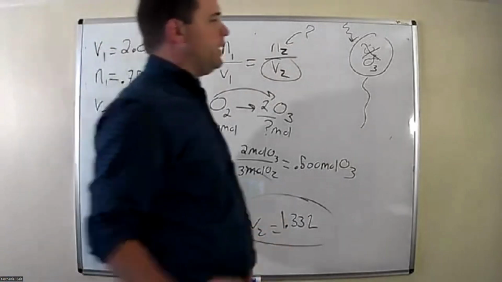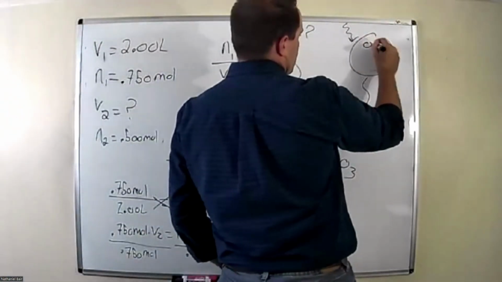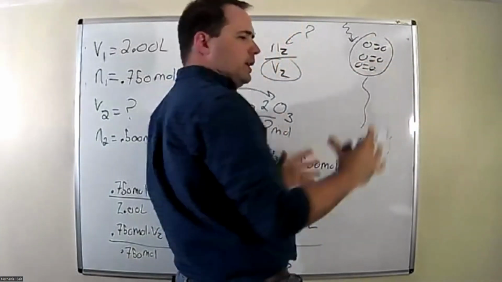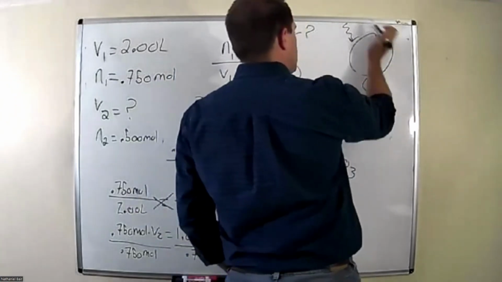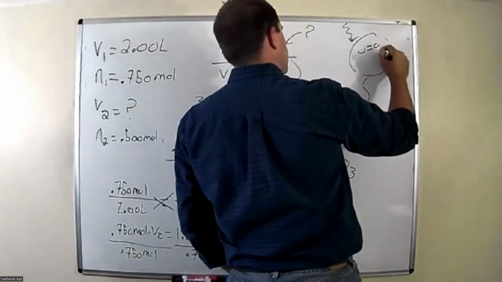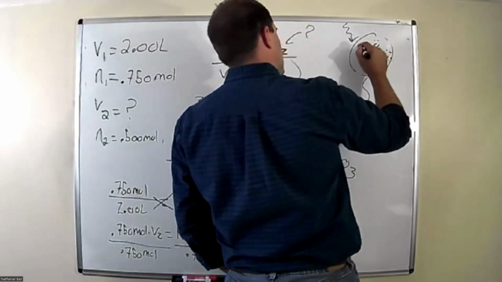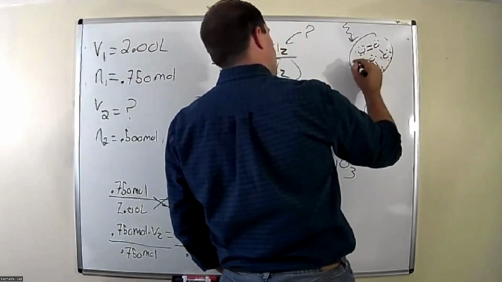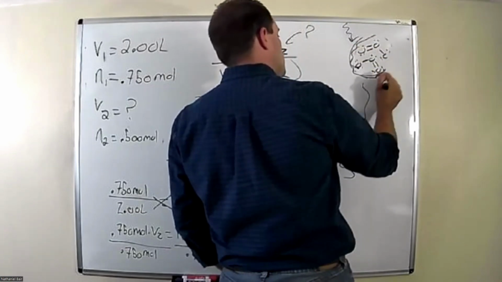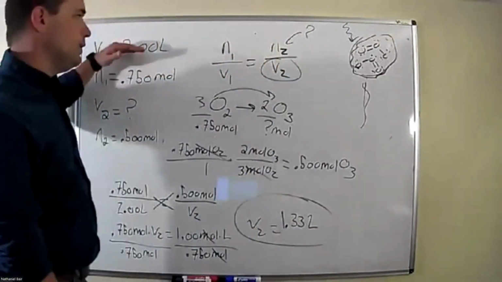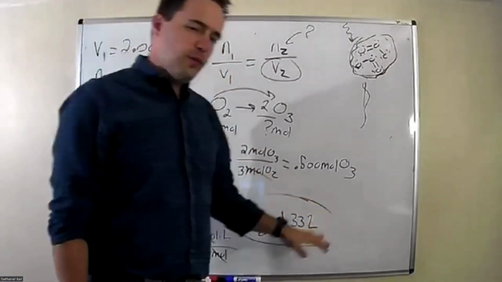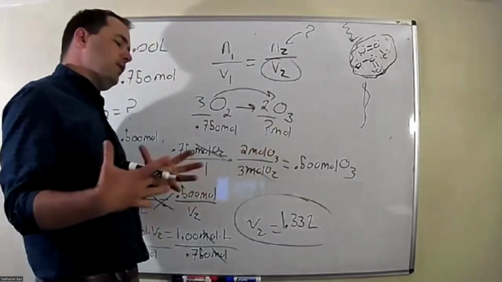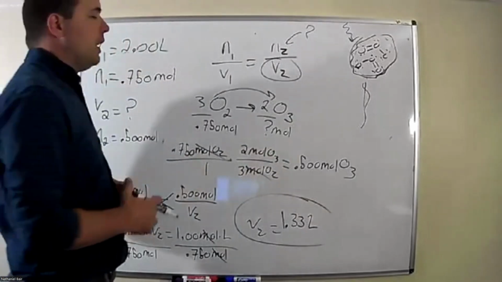If you took this balloon and you had a bunch of O2s floating around, and you shined the light on it, and all the O2s got turned into O3s, there would now be fewer gaseous molecules floating around in there, and the balloon would shrink. You would go from 2 liters of volume down to 1.33 liters of volume, because for every 3 O2s that go in, only 2 O3s come out. You're effectively reducing the number of gaseous particles in there.